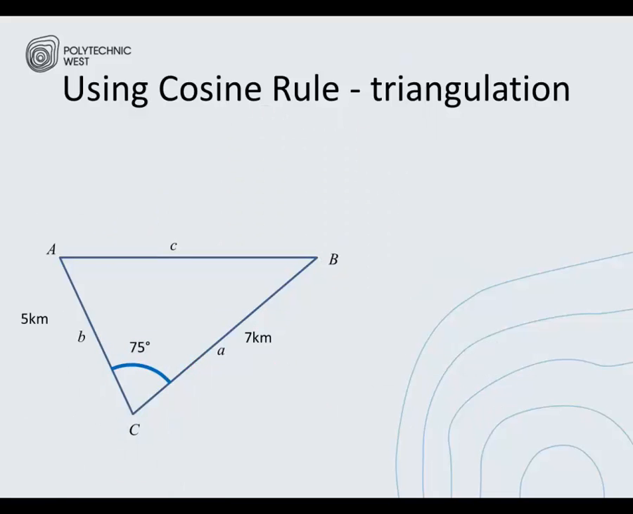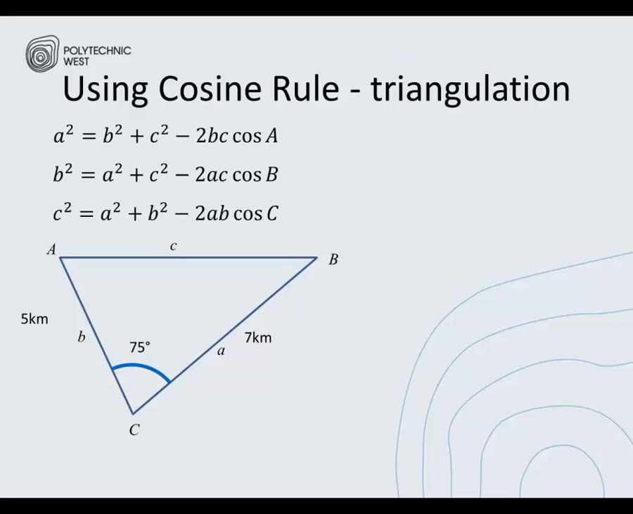There's my triangle then. I've got two lengths and one angle. What I can do now is use the cosine rule. So there's my cosine rule. Now I want to find c, little c, the distance between the 2 points, A and B, and so I use the bottom one of the three equations, which has got c squared on it. That's the one I want to use.